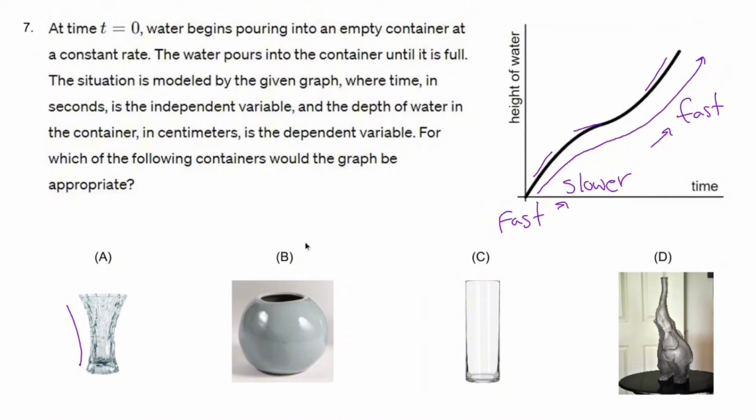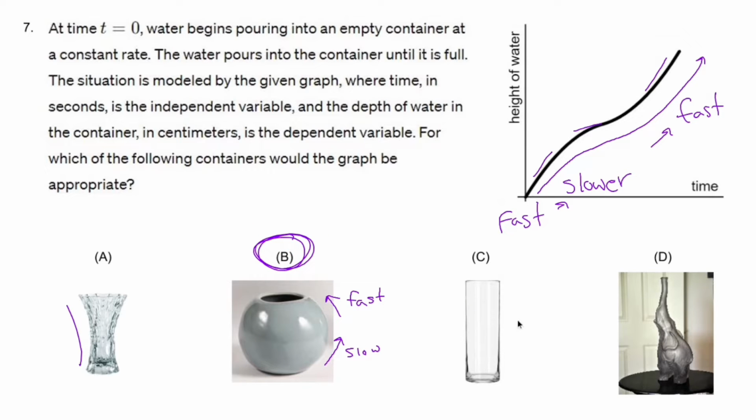Okay. B looks promising. It starts out kind of normal, but since it's a wider shape, the rate or the speed at which this fills up starts to slow down. So it goes slower, slower, slower, and then all of a sudden it picks up the speed again because the width of my shape gets skinny again. So it starts normal, gets slower, and then starts picking up the speed. So B seems to do the trick.